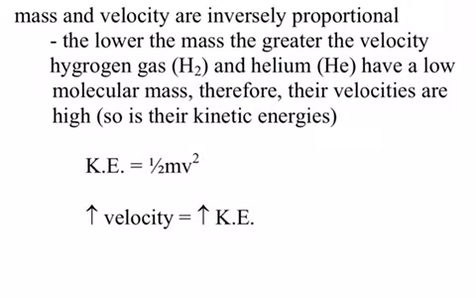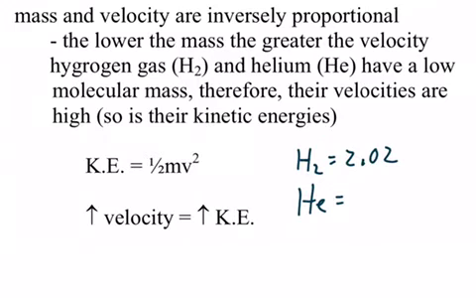And if you look here, we mentioned how mass and velocity are inversely proportional. The lightest gas known to man is hydrogen. Hydrogen is diatomic. If you go to the periodic table, you will see that hydrogen has a molar mass of 2.02. It's 1.01 times 2. Helium is the second lightest gas known to man.